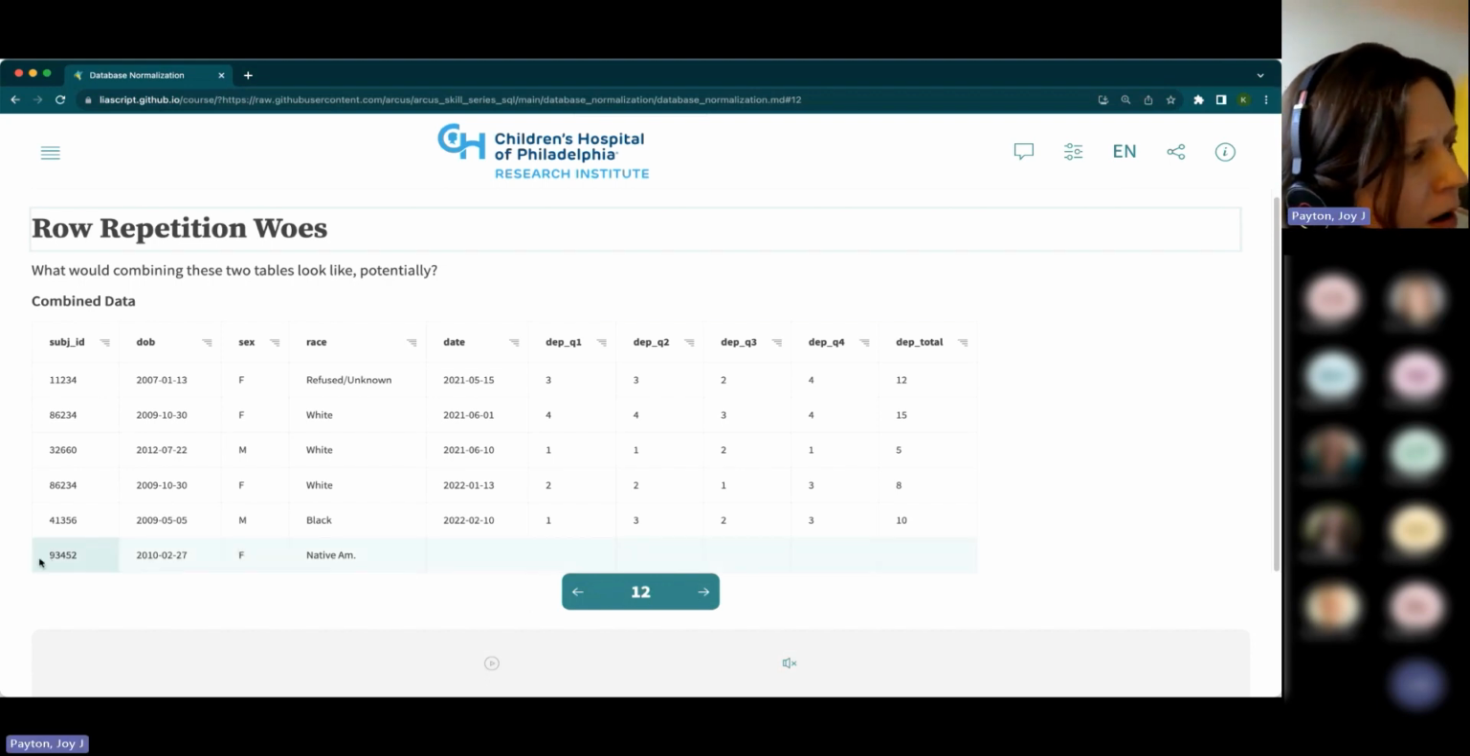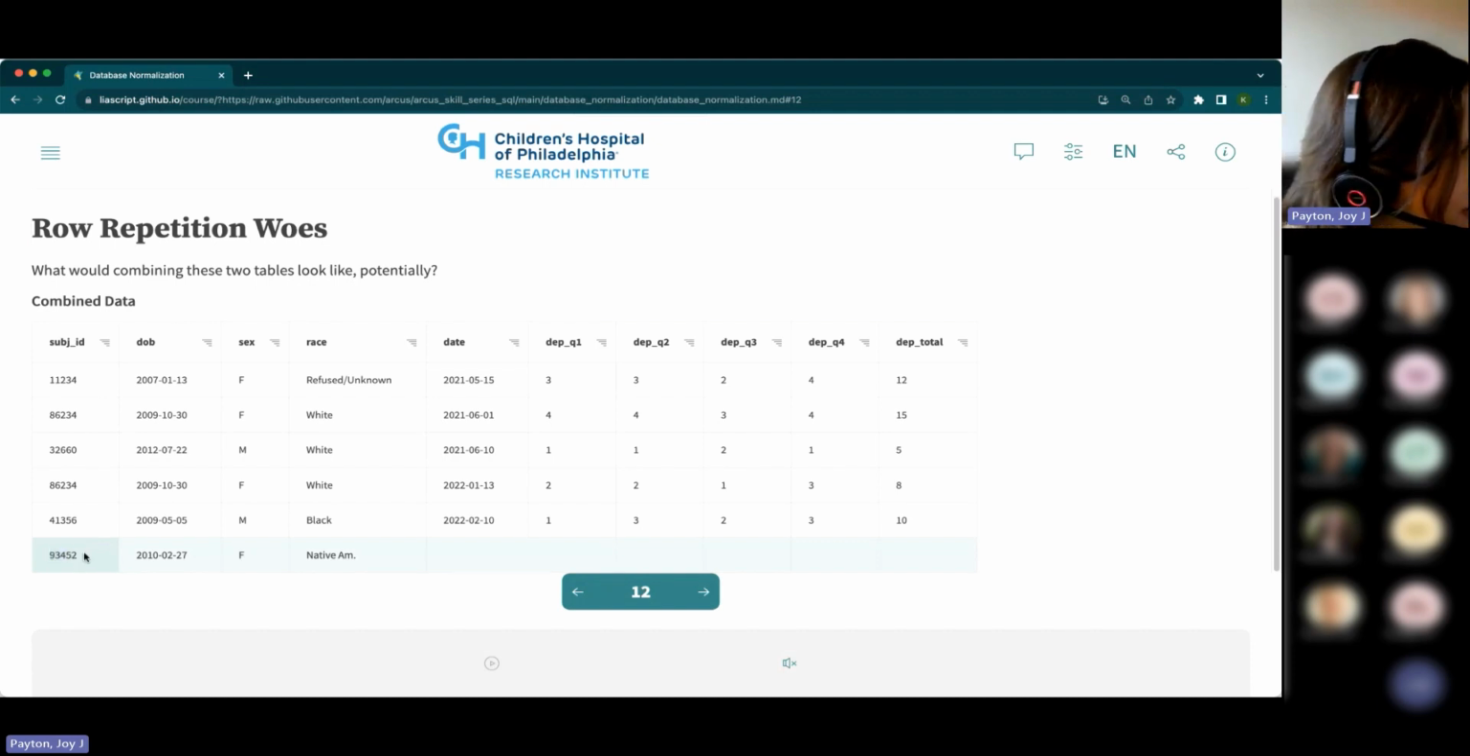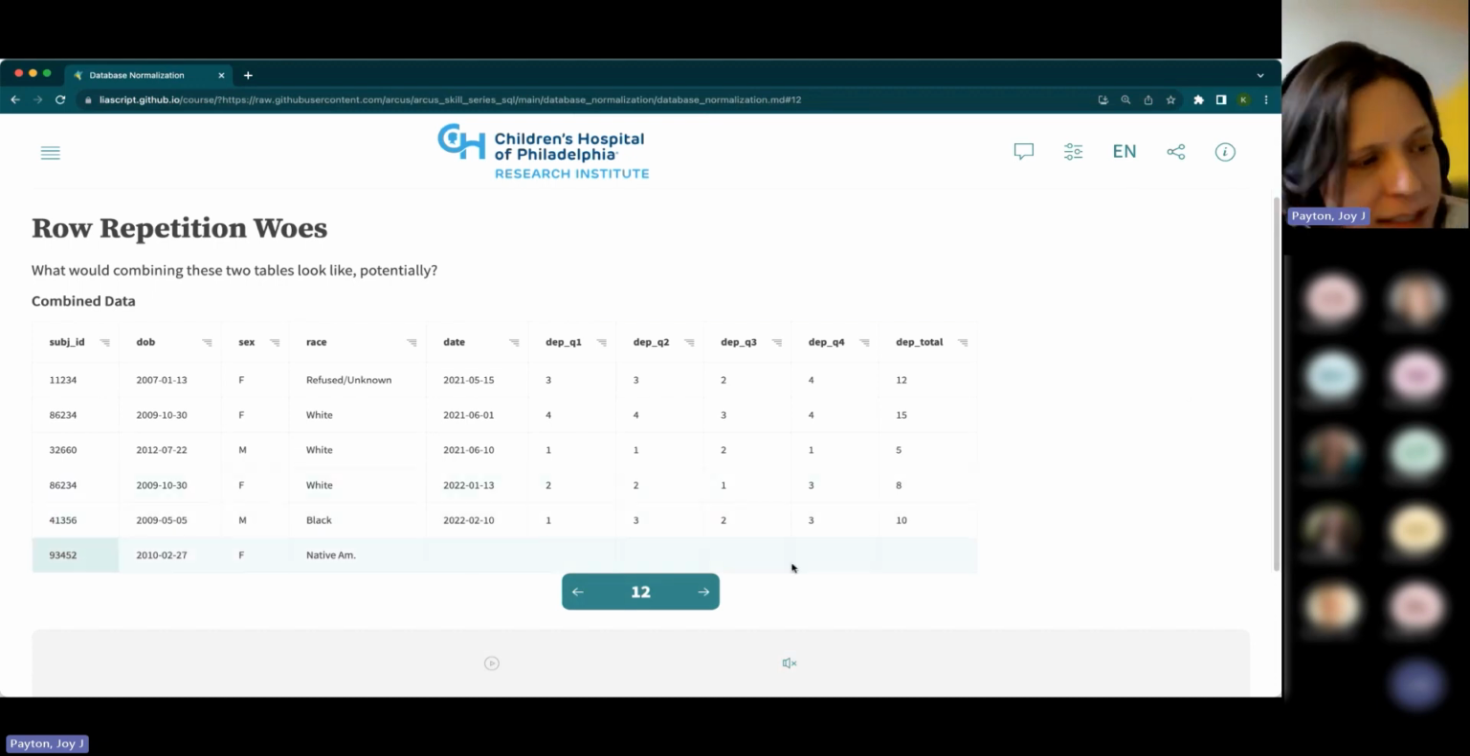And we also have a partial row here. So we have a subject, 93452, that we have some demographic information on, but they have not, at least not yet, taken a depression inventory. Again, it's not a huge deal. It's a few empty cells, but it is a bit inefficient. So that's combining 2 tables. We found a couple of small problems that could crop up and cause issues.